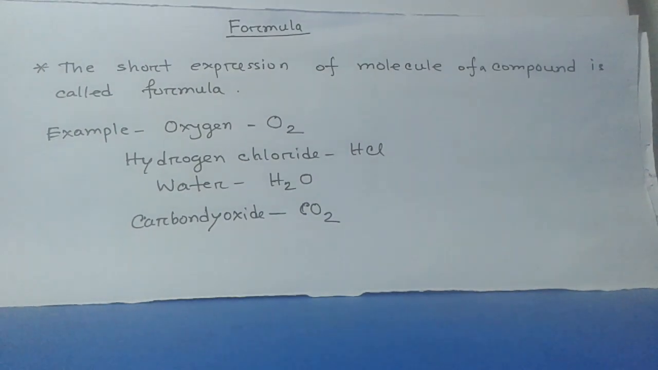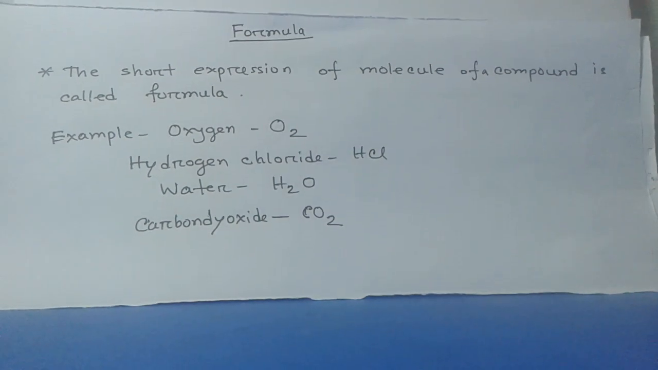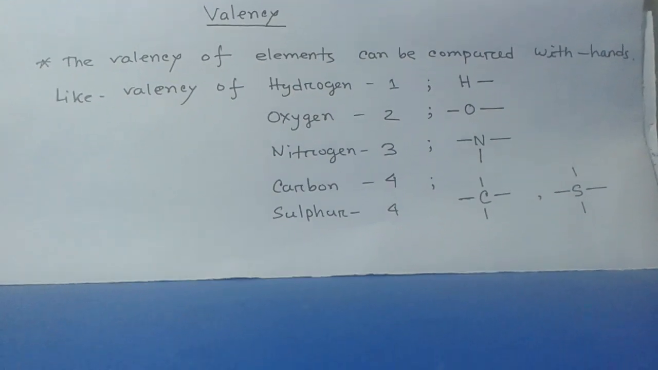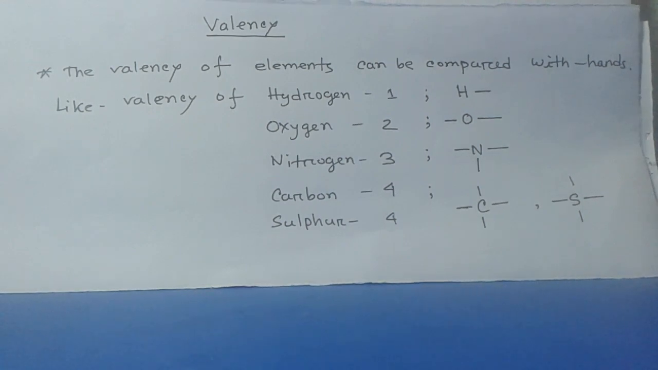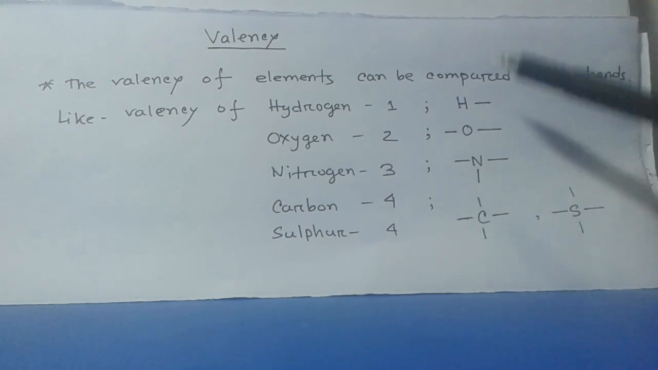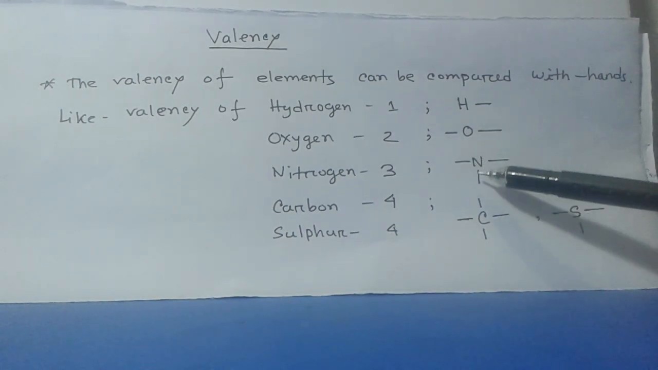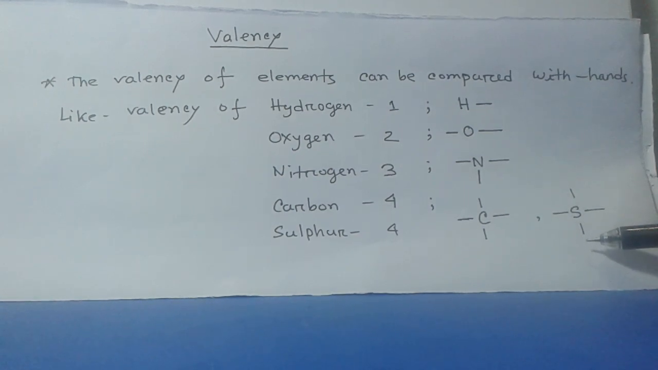Now, if we want to know how the formulas are written, then we have to know about the valency of the elements. Now the question is, what is valency? The valency of the elements can be compared with hands. Like valency of hydrogen is 1, oxygen 2, nitrogen 3, carbon 4, sulfur 4. Here we can see hydrogen has 1 hand, oxygen has 2 hands, nitrogen has 3 hands, carbon has 4 hands, and sulfur also has 4 hands.